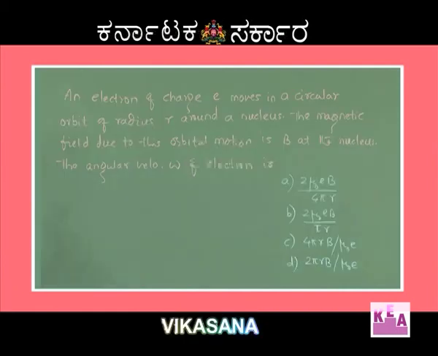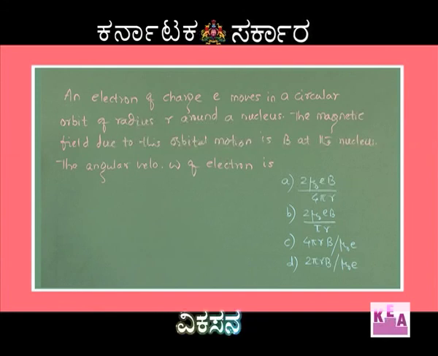Let us read the problem. An electron of charge E moves in a circular orbit of radius r around a nucleus. The magnetic field due to this orbital motion is B at the nucleus. The angular velocity omega of the electron is.